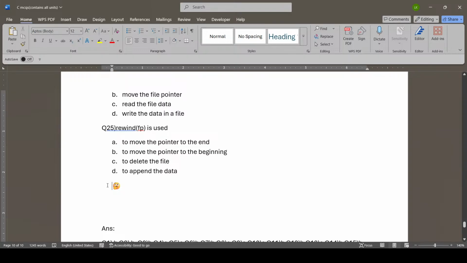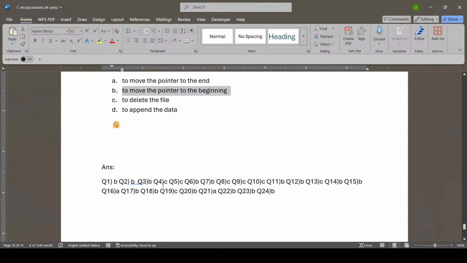Okay, so rewind, when you talk about the name, it is saying that actually rewind means, it doesn't matter where the pointer is, it takes the file pointer from that location to the original location, that is called the beginning of the file. So what we have here, to move the pointer to the beginning, that is B. Okay, question 25, B.